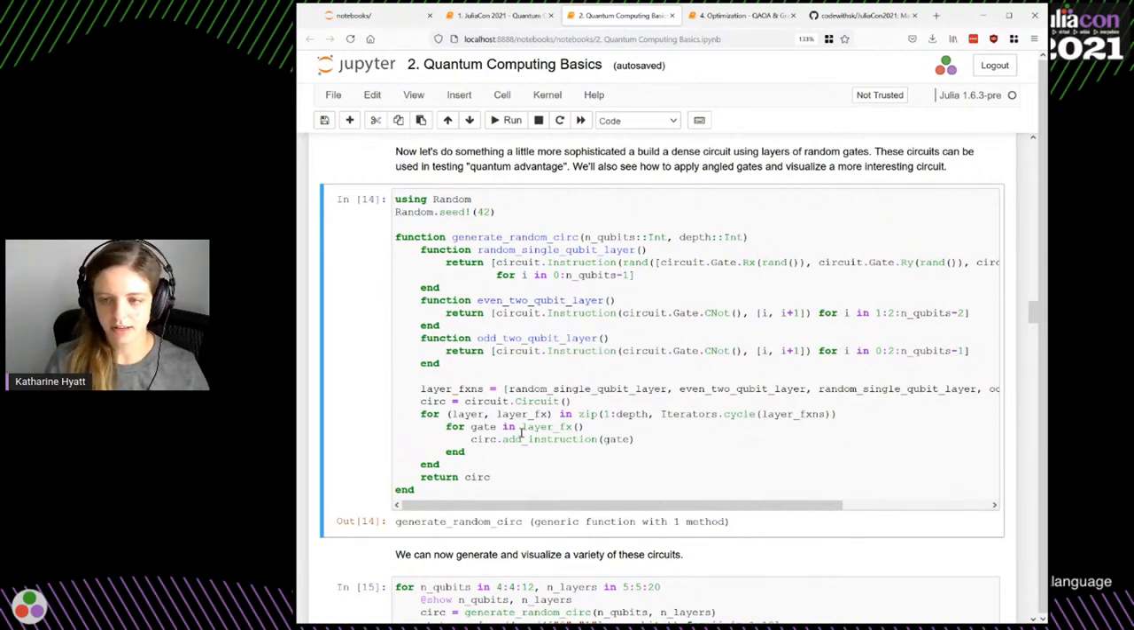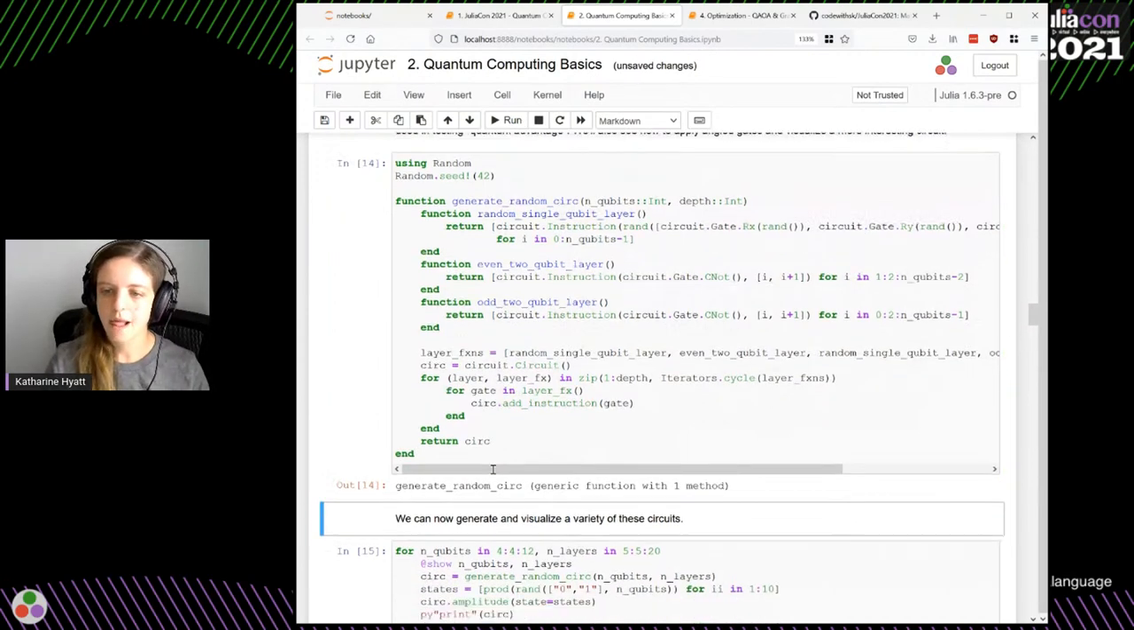And then using Julia's nice iteration functionality, we'll just cycle over this layer function for as many layers as we wanted in the first place, which we control with the input variable depth. And for every single gate in the layer function, we just add that instruction to the circuit. And then at the end of the day, we return a circuit. So I know this was kind of a lot happening all at once. But effectively, what we're doing is building up a procedure to very quickly generate very deep circuits using some nice Julia iteration functionality.